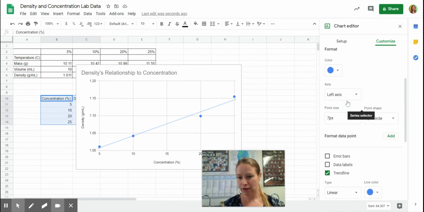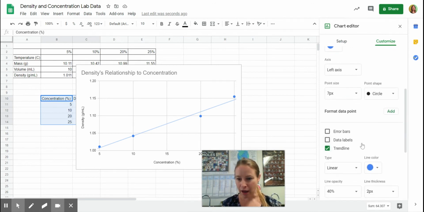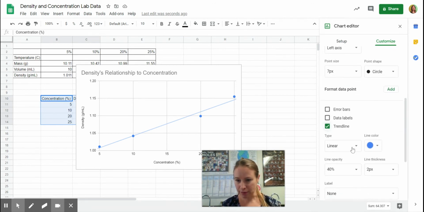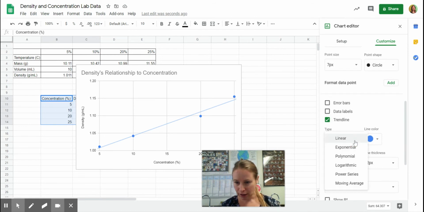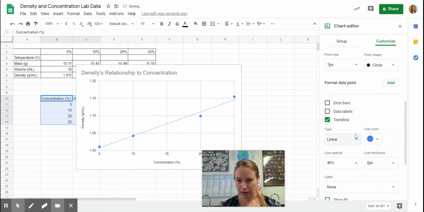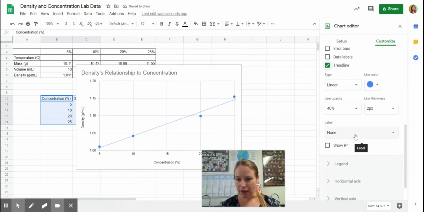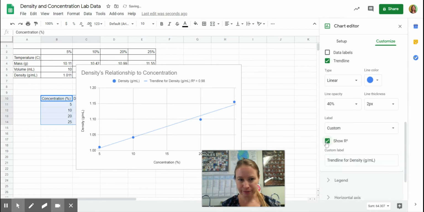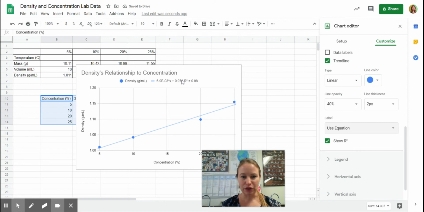Series, trend line. I want the type to be linear. Okay, that is correct. Whoops. I want the trend line. Show R squared value. And use equation. Okay, so under the label, we want the equation for our line right here. We want the R squared value.